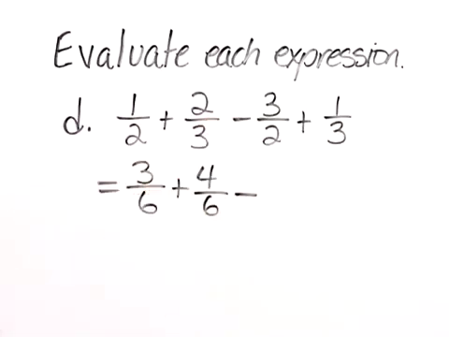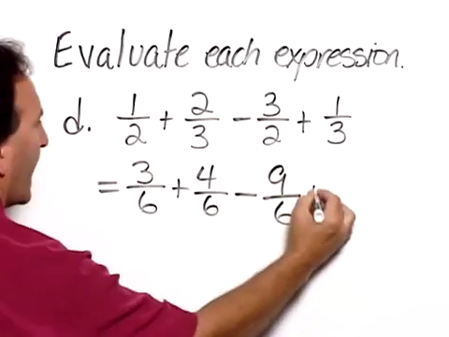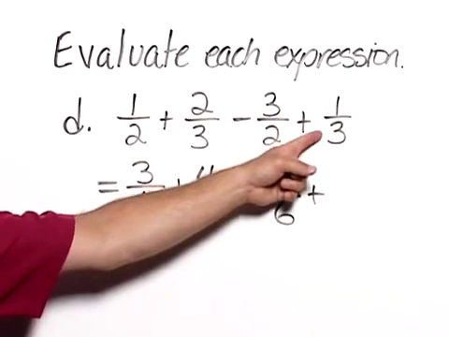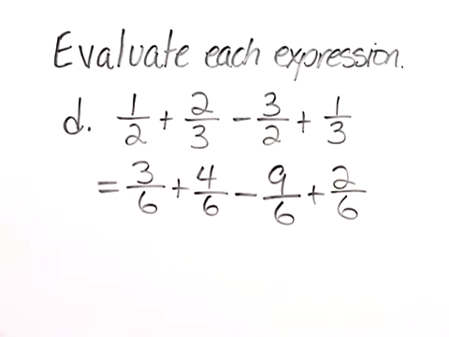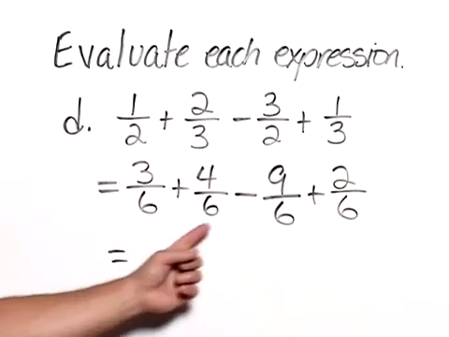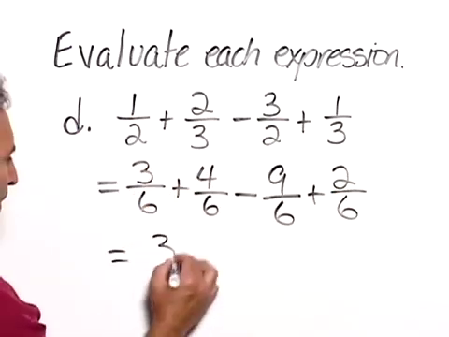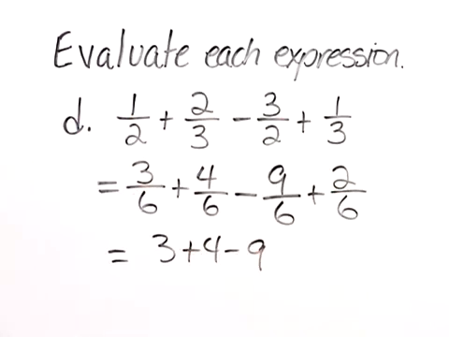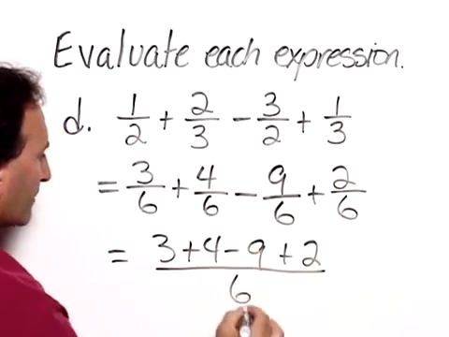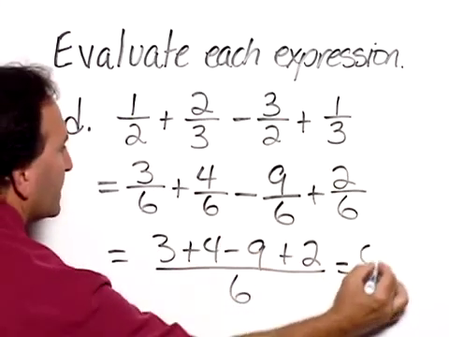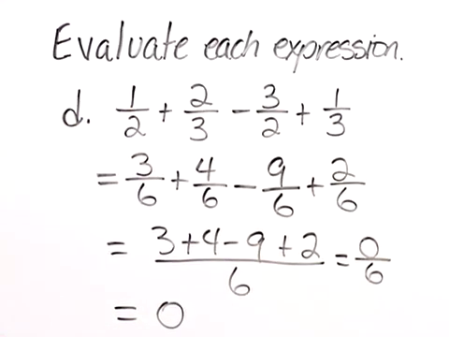3/2, we multiply numerator and denominator by 3, and that gives us 9/6. And we add the 1/3, multiplying numerator and denominator by 2, so 2/6. Now that each fraction has the same denominator, we go through and add: 3 plus 4 is 7, minus the 9 would be -2, plus 2 would actually all add up to 0. So we would have 0 over 6. And of course, 0 divided by any number is equal to 0.